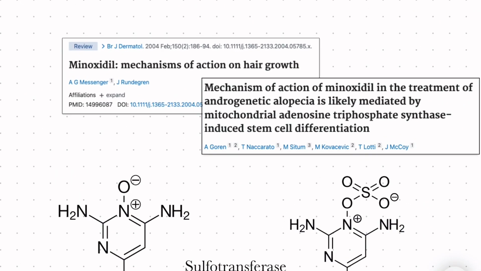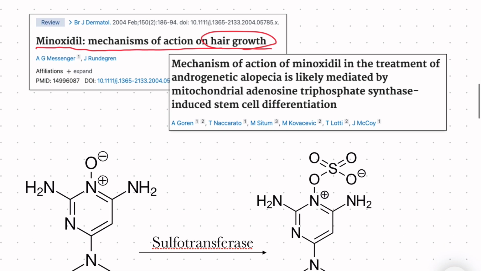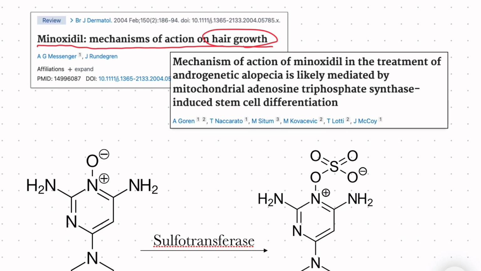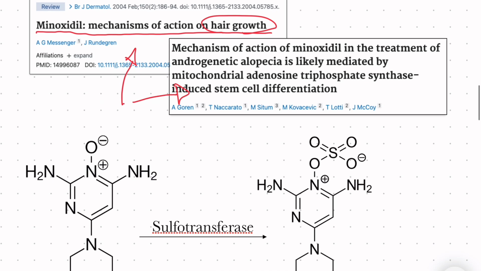Today we're going to be going over minoxidil's mechanisms of action for hair growth. In other words, how does minoxidil actually work as a treatment for hair loss? And we're basing today's video off of a bunch of different studies, but these are the main two. And so let's get right into it.